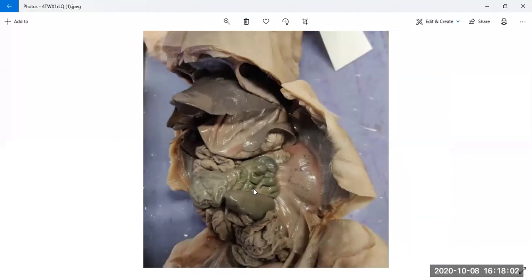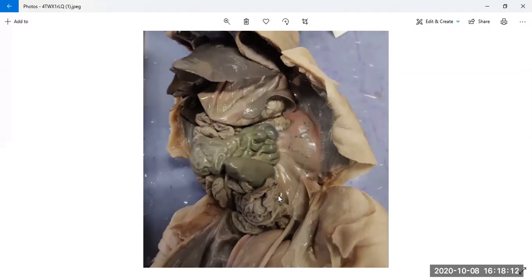The dark one is the large intestine. This looks like the ascending, transverse, and then we have the descending. Over here is the kidney. Okay. Diaphragm, liver, spleen, stomach, pancreas, kidneys, large intestine, and down here small intestine.